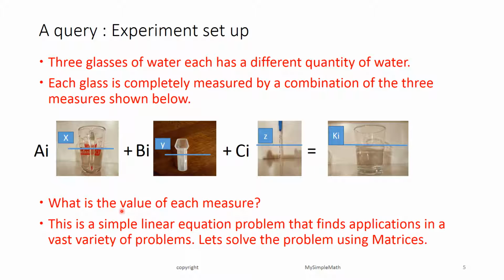What is the value of each measure, and how do we determine it? We know that the unit measures defined by these blue lines are unknowns. So we set up the linear equation problem. This linear equation problem right here finds applications in a vast variety of areas. Let's solve the problem using matrix methods.